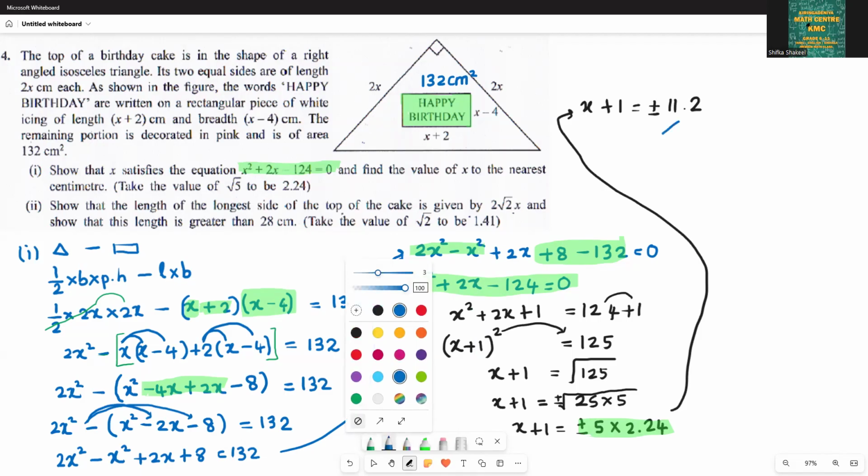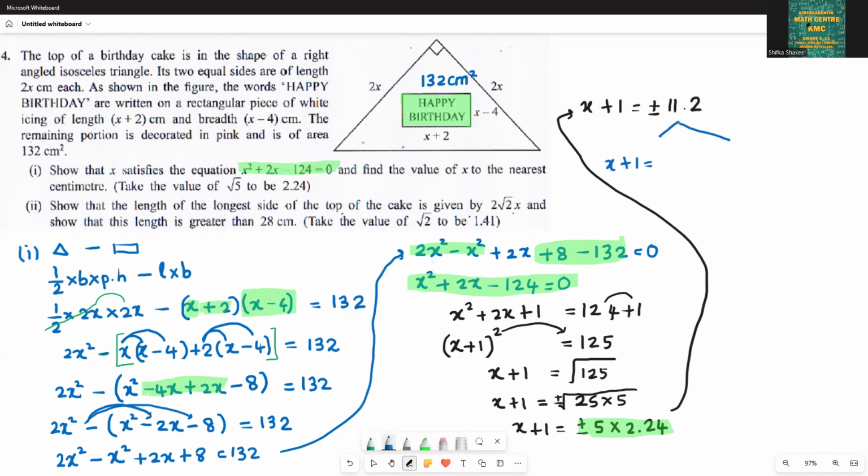So here we can separate into two parts. x plus 1 is equal to 11.2, or x plus 1 is equal to minus 11.2. Taking the plus 1 to the other side, x is equal to 11.2 minus 1. So x is equal to 10.2. Here x is equal to minus 11.2 minus 1. Same sign, add and put the minus, minus 12.2.